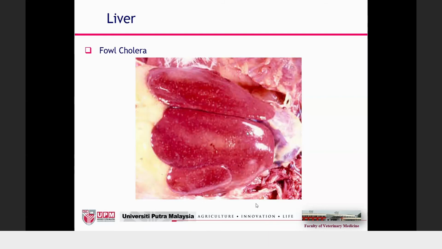The same thing also for cholera. You can see those pinpoint necrosis, very typical. But sometimes in this case also, we can have differential diagnosis for other bacterial diseases. The most common one is Salmonella. They can produce about the same appearance. I mean, there are a lot of differential diagnoses with regard to the lesion.